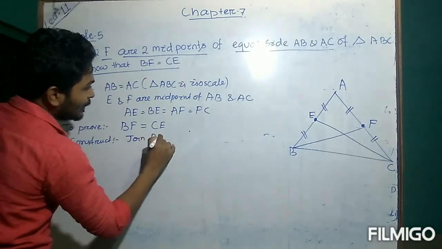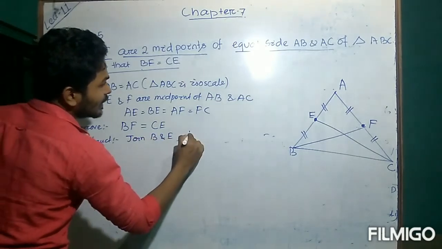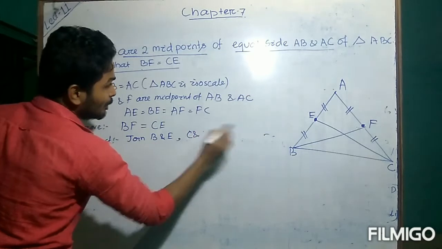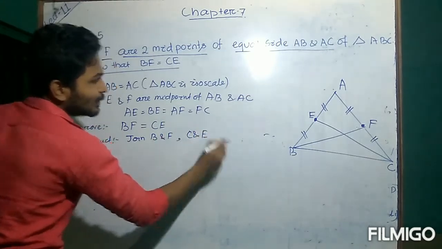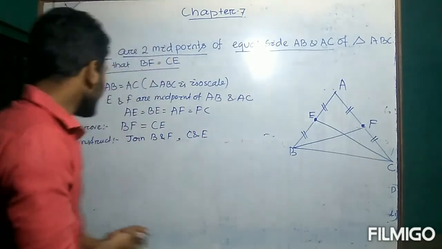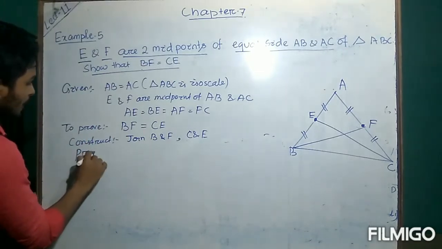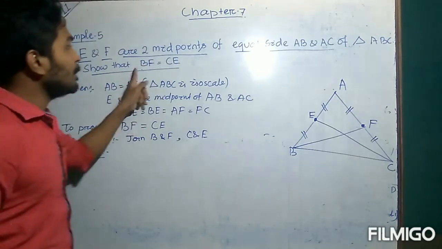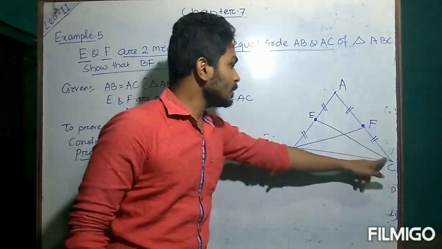Join B and E, C and B and F, and C and E. Okay. Next, we have to prove that BF is equal to CE.